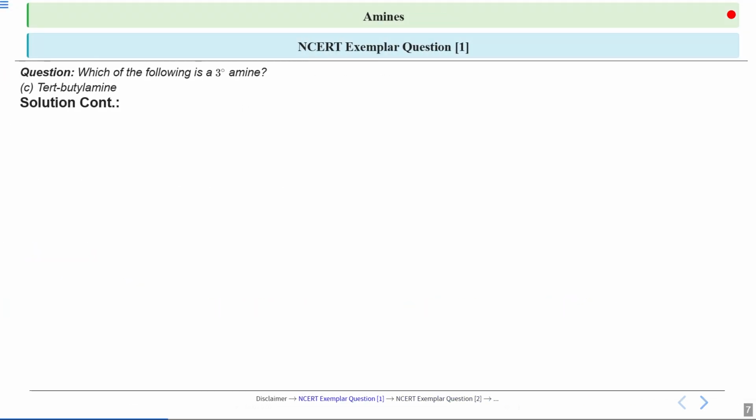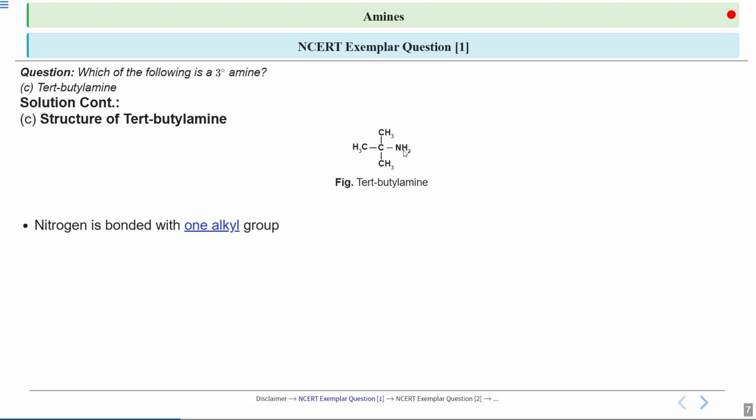Now, if we see the C part, which is tertiary butylamine, what happens in tertiary butylamine? If we look at the structure, this carbon is a tertiary carbon. Why? Because it is further bonded to 3 carbons. So this is a tertiary butylamine. And if you see, nitrogen here is bonded to 2 hydrogen and this alkyl group. So this is a primary amine. Nitrogen is bonded with 1 alkyl group, so it is a primary amine.